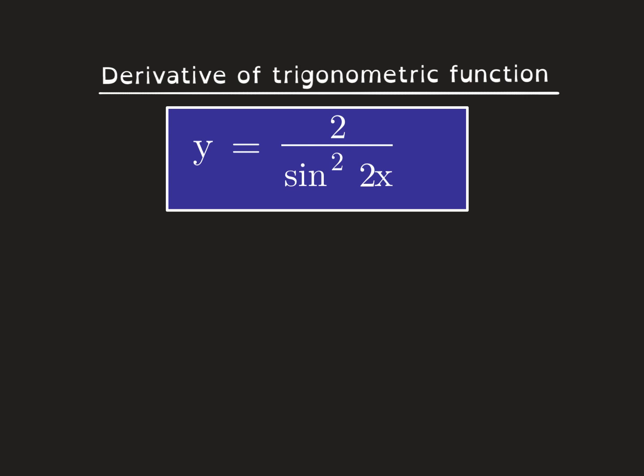Well, when you look at this function, you may think that it seems like it's a quotient because there is a 2 and it's over a sine squared 2x. But it's not a quotient because the 2 is not a function. The 2 is just a constant. So what we need to do is to bring what's in the denominator up into the numerator.